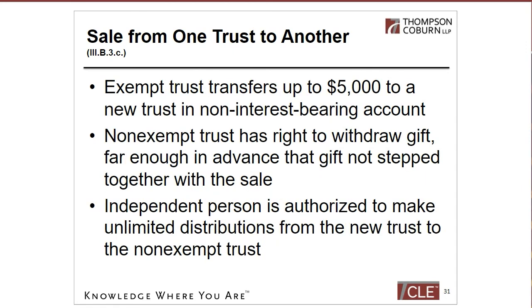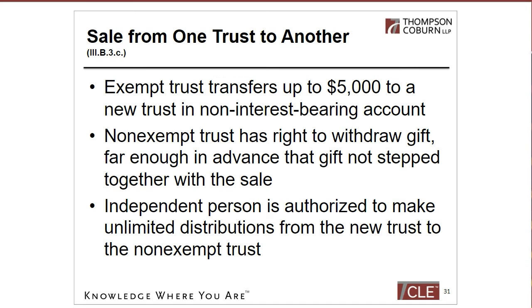So here's a strategy to use this BDOT idea. The exempt trust transfers up to $5,000 to a new trust in a non-interest-bearing account. The non-exempt trust has the right to withdraw that gift far enough in advance that the gift is not stepped together with the sale that is potentially going to be occurring here. And in this new trust, an independent person is authorized to make unlimited distributions from the new trust to the non-exempt trust. So the non-exempt trust has a withdrawal right, and after that withdrawal right lapses, the non-exempt trust is still a possible distributee.